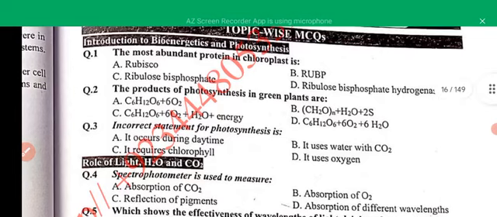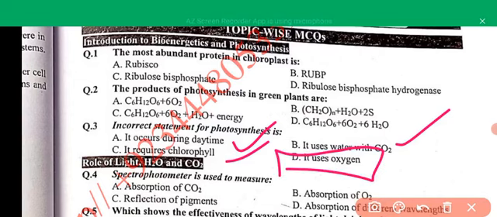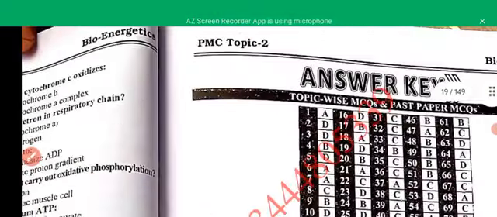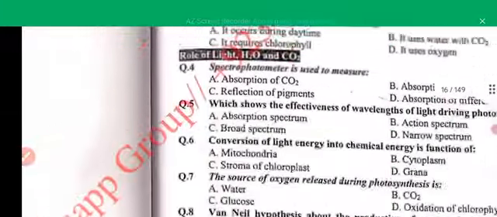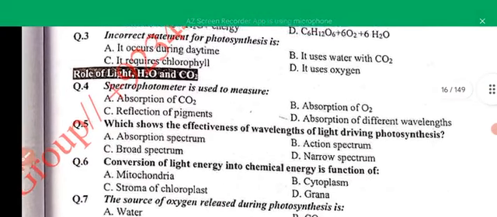Then our third MCQ: the incorrect statement for photosynthesis. We have to look for the statement that is incorrect. It occurs during daytime, it is a correct statement. It requires chlorophyll, it is also correct. It uses water and carbon dioxide, it is also correct. It uses oxygen, no, it does not use oxygen, it produces oxygen instead. So the correct option is D, and here the third correct option is D. So we are done with 3 MCQs. Then the next one.